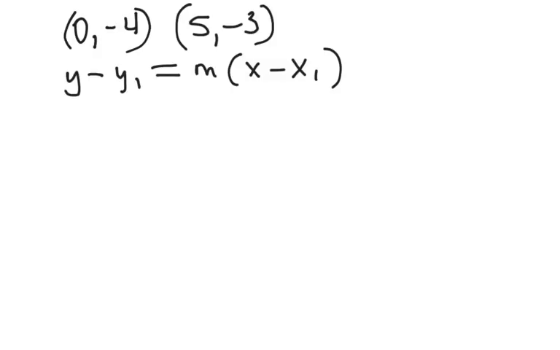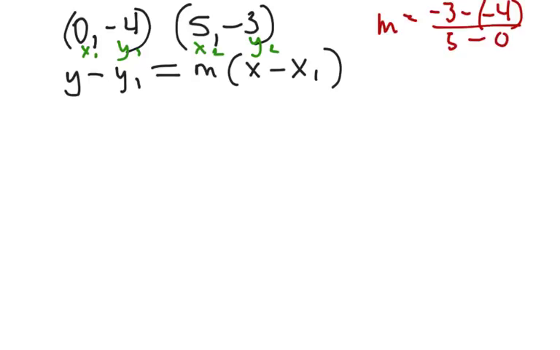Let's label our points: x1, y1, x2, and y2. And I'm going to go ahead and first figure out my slope. That's the first step. So m equals y2 minus y1, which is negative 3 minus negative 4, and x2 minus x1, which is 5 minus 0. My slope is, turn this into a big plus, negative 3 plus 4 is 1 over 5.